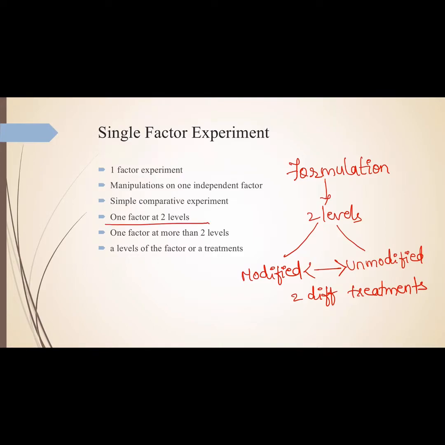But in reality, in real life experiments, it would be a little more complicated than this. We would usually have one factor at more than two levels, or we can also have more than one factor, with each factor at greater than or equal to two levels. So it could be either one factor at more than two levels, or more than one factor, and each factor would be at more than two different levels, right? In such cases, it would no longer be a simple comparative experiment.